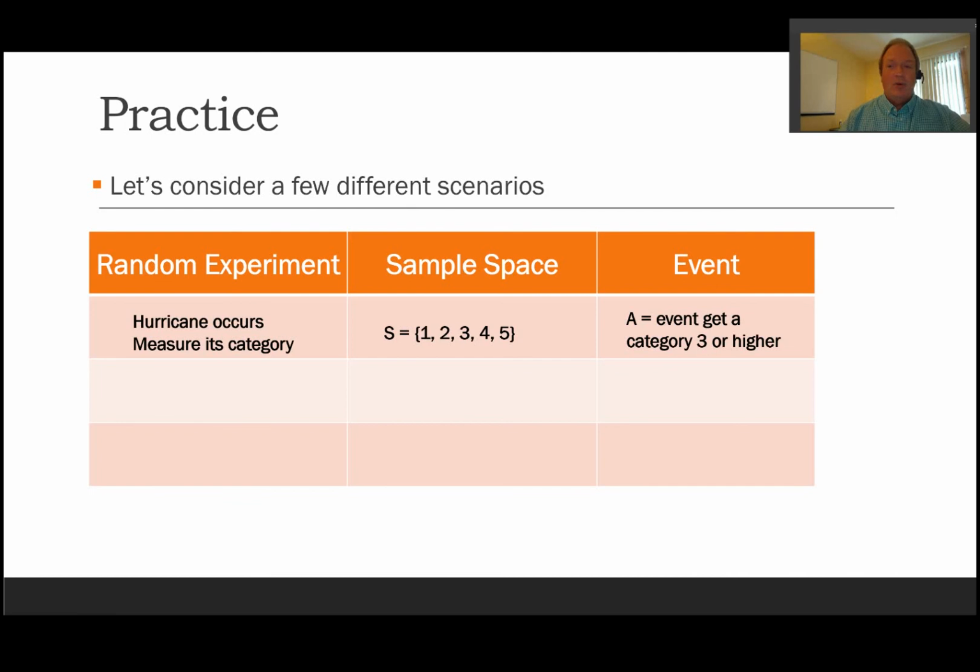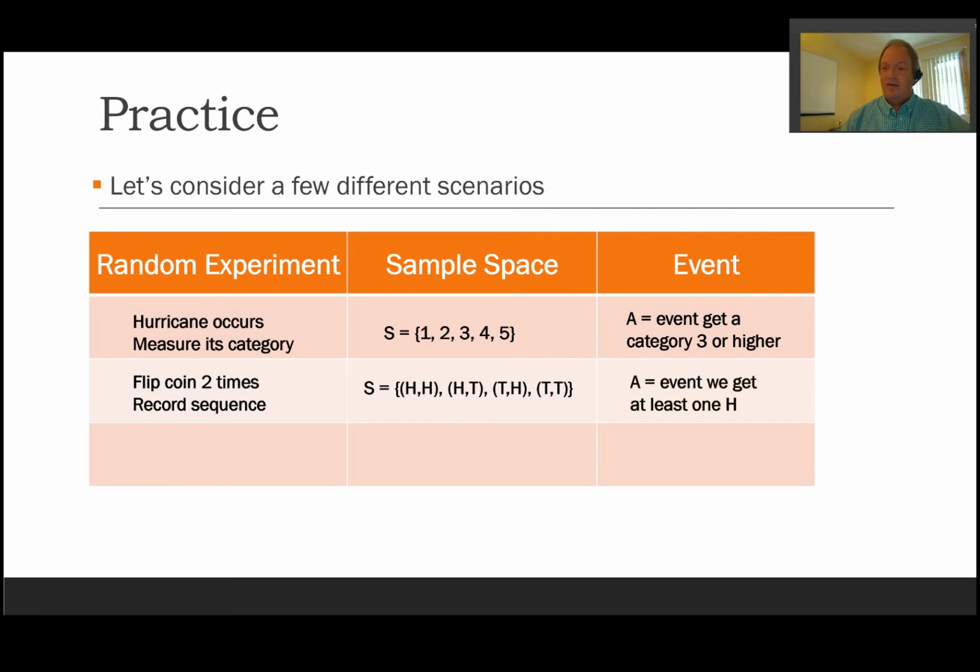We could look at a more common example like flipping a coin, and we could record the sequence of the faces that were up. And we'd have 4 outcomes in our sample space: heads, heads; heads, tails; tails, heads; and tails, tails. And I could define an event, say that I get at least 1 heads. So this would be the probability that one of the first 3 outcomes occurred. And we know again that for a fair coin, that would be 3/4.